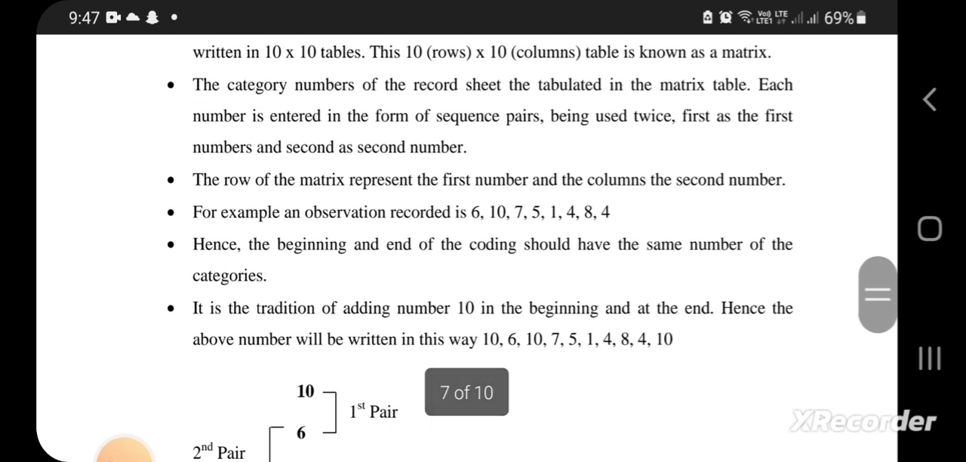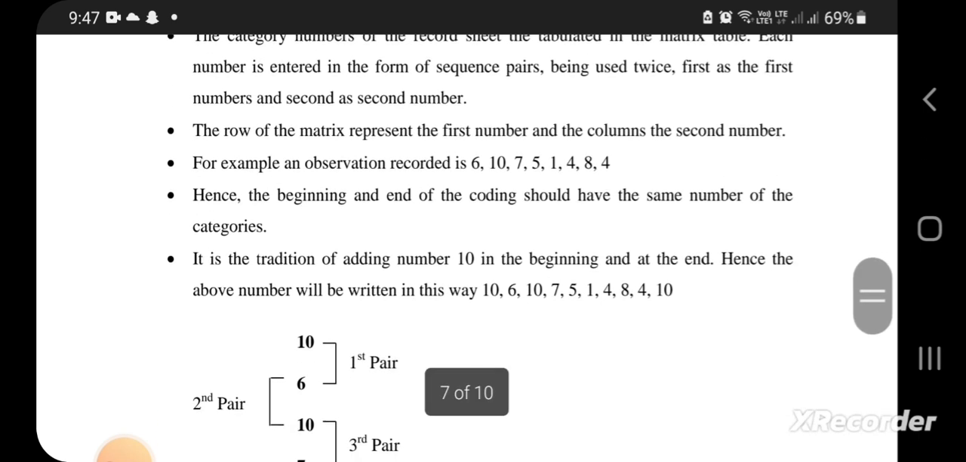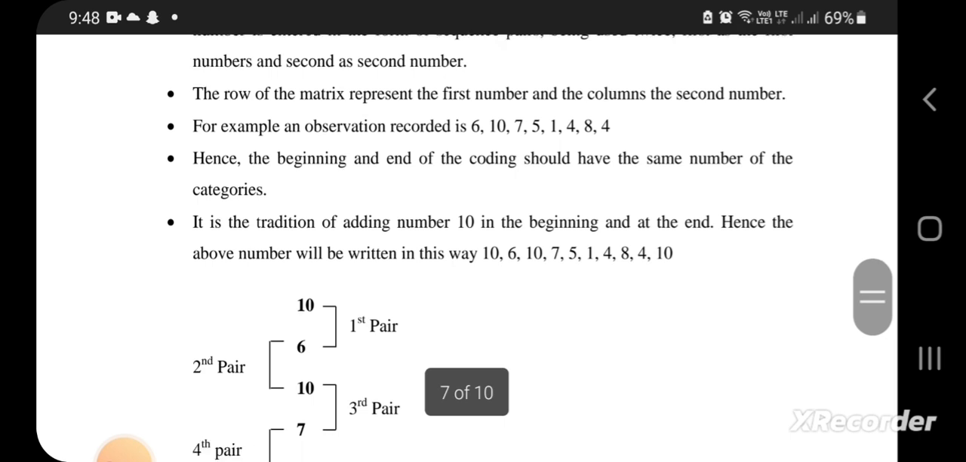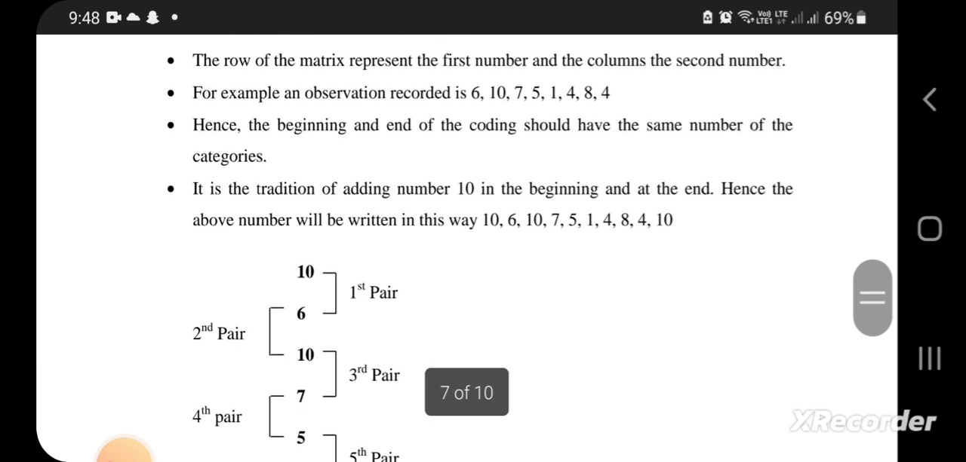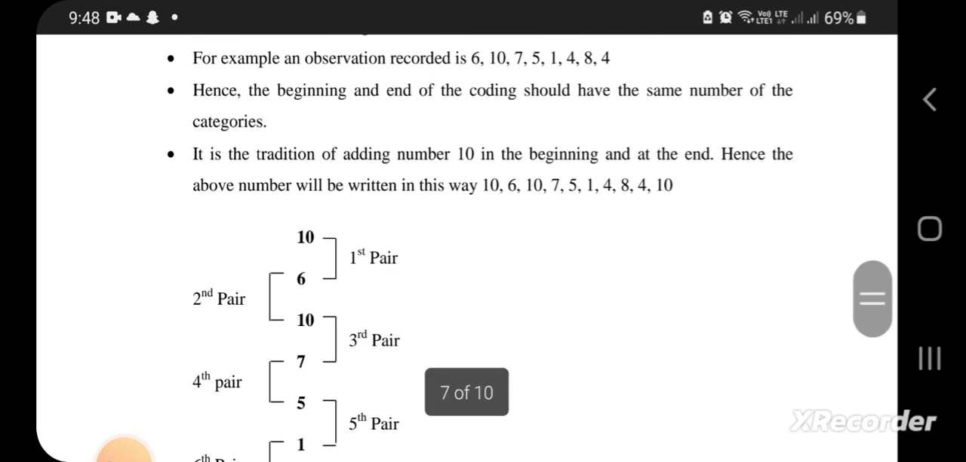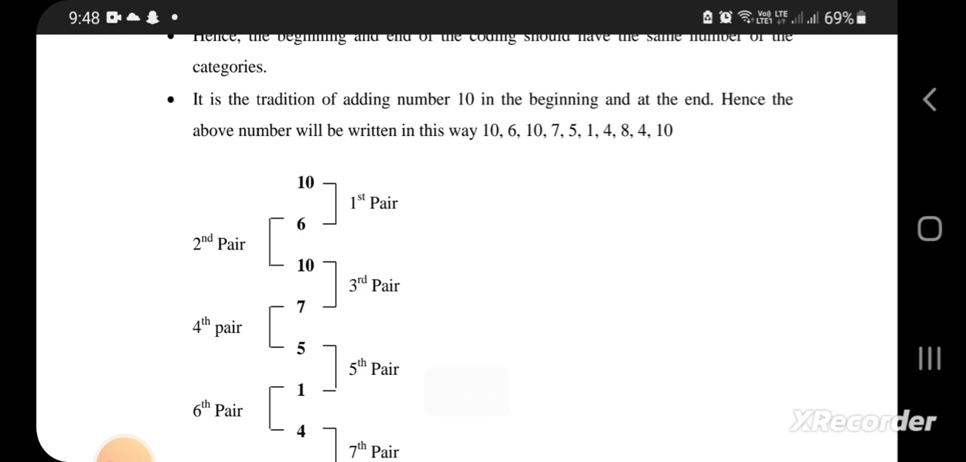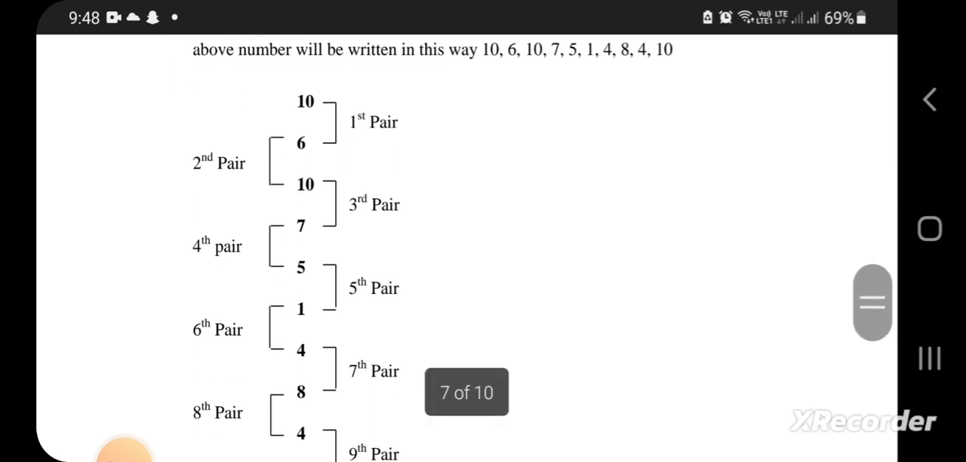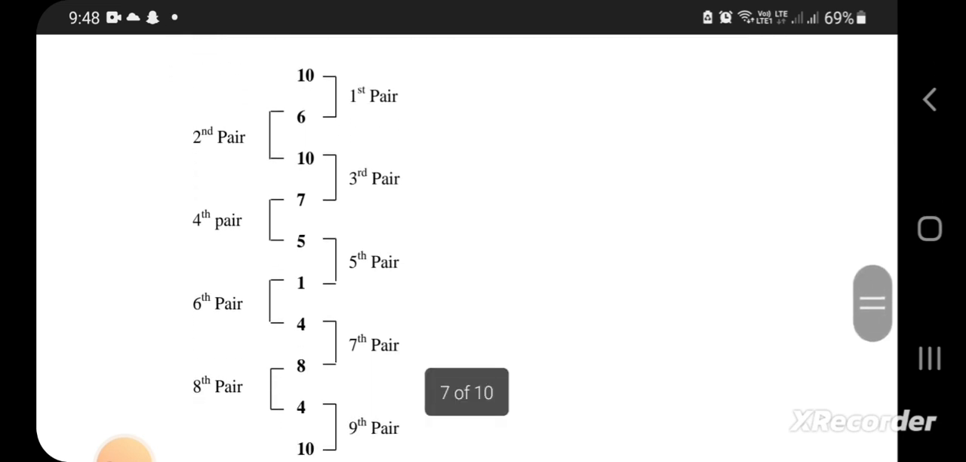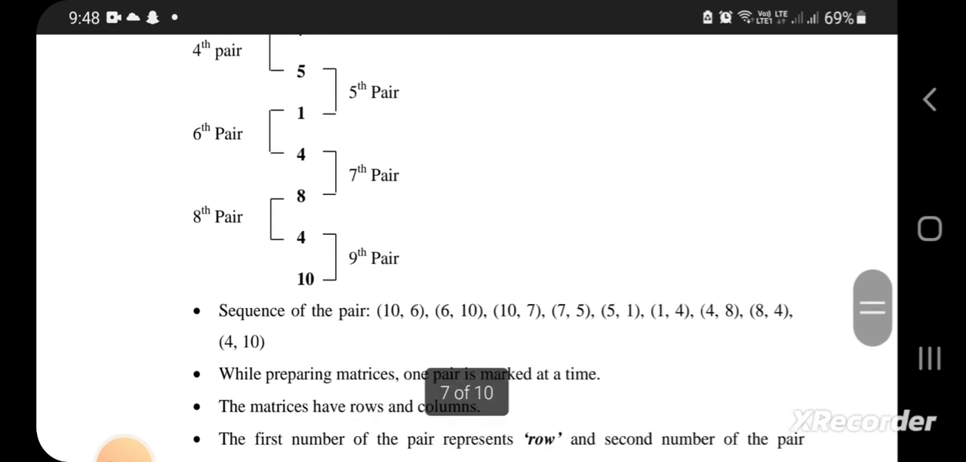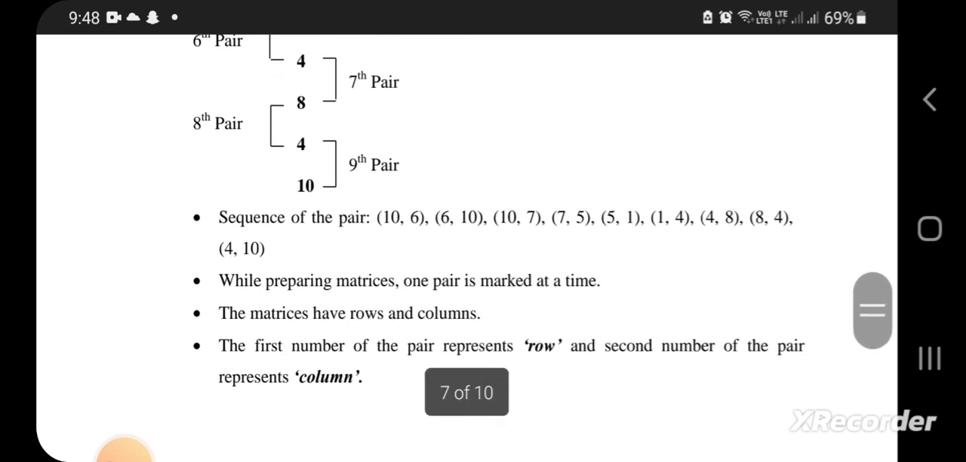The row of the matrix represents the first number and the column the second number. For example, the observation recorded is 6, 10, 7, 5, 1, 4, 8, 4. Here the beginning and the end of the coding should have the same category number. It is tradition to add number 10 in the beginning and at the end. Hence, the above numbers will be written this way: 10, 6, 10, 7, 5, 1, 4, 8, 4, 10. So the first pair is 10, 6, the second pair 6, 10, the third pair 10, 7, and so on.